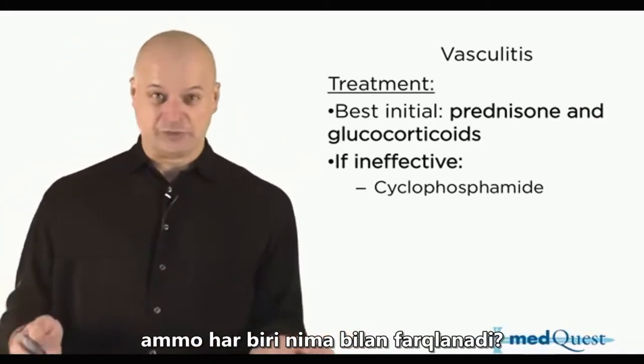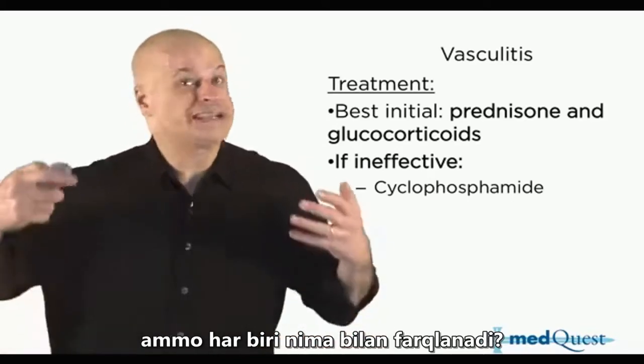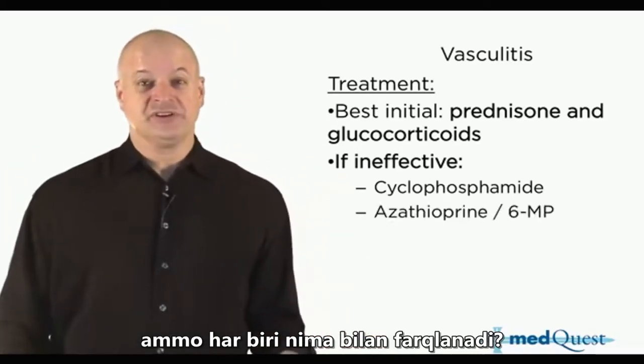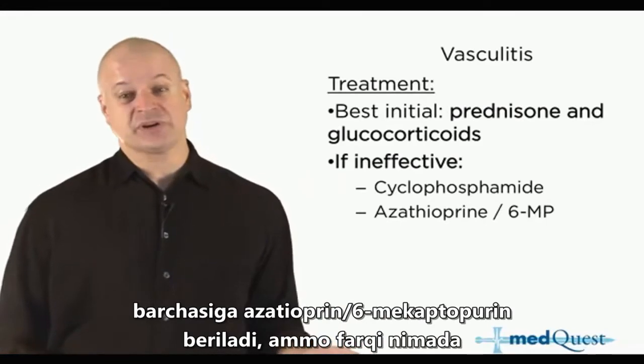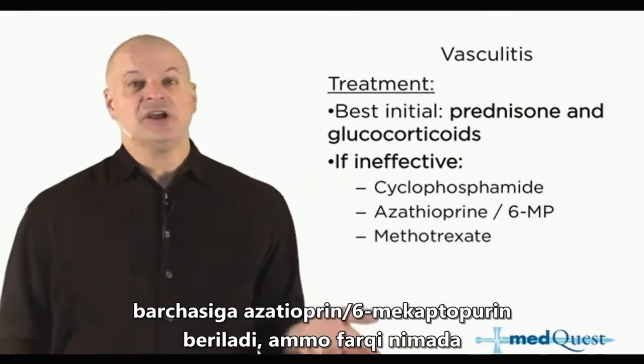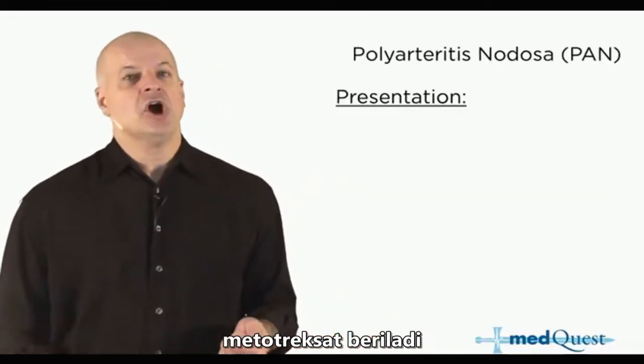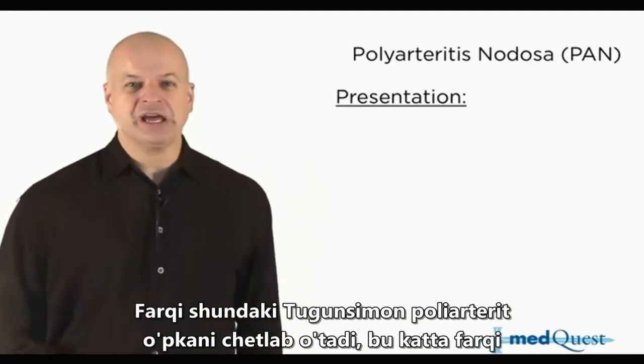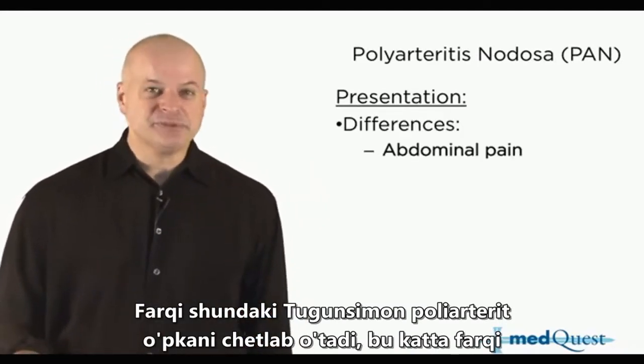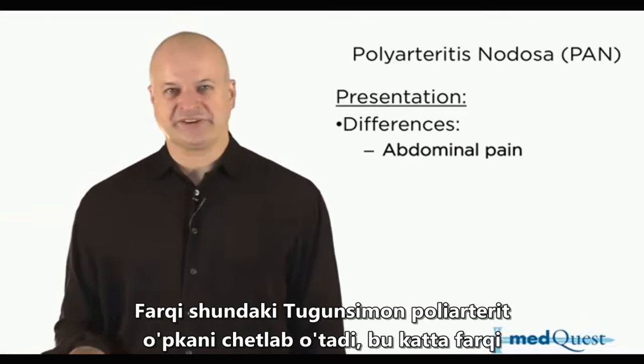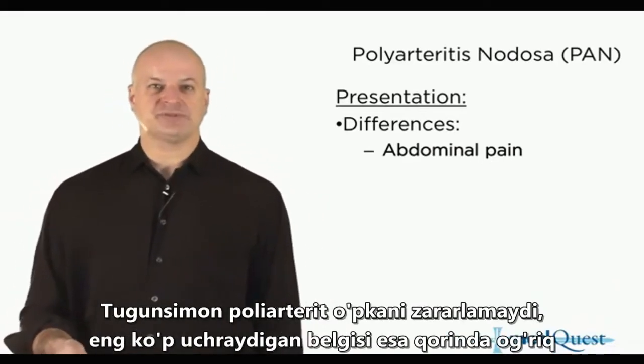Why don't you just tell me what's different? What is different about each one of these? They all can get azathioprine or 6-mercaptopurine, and rarely methotrexate. But what's different is that polyarteritis nodosa skips the lung. That's the big difference. Polyarteritis nodosa skips the lung.